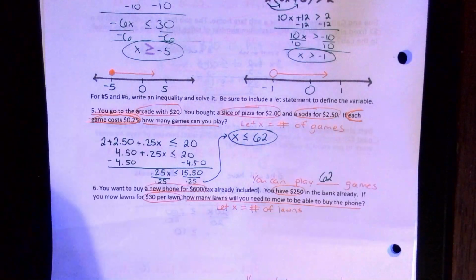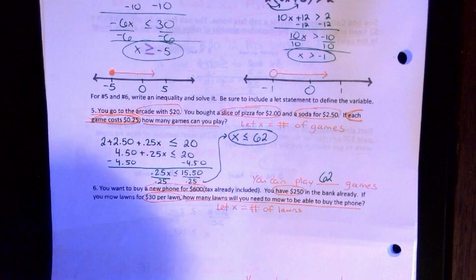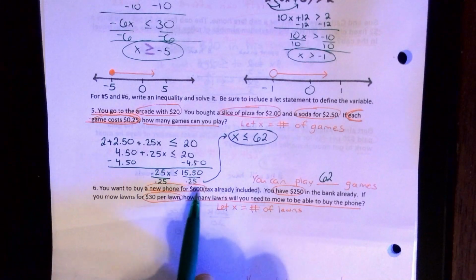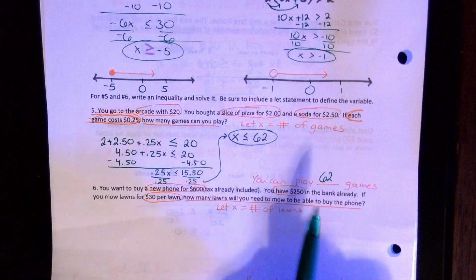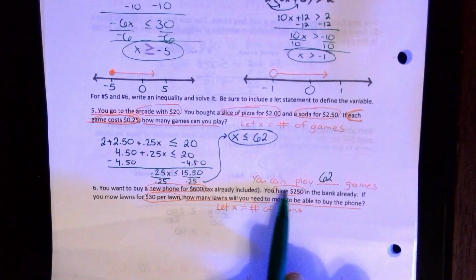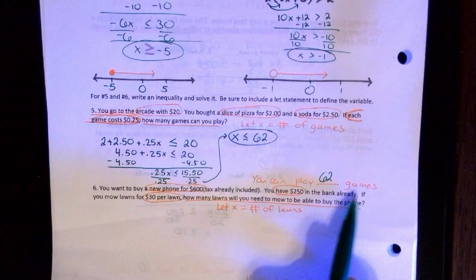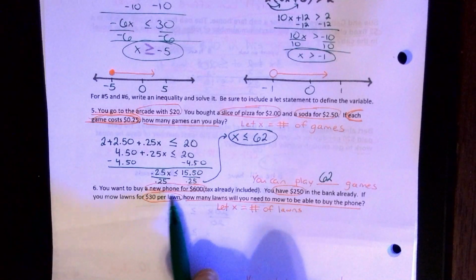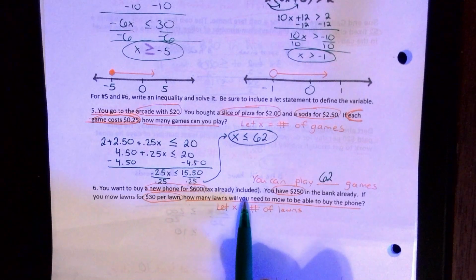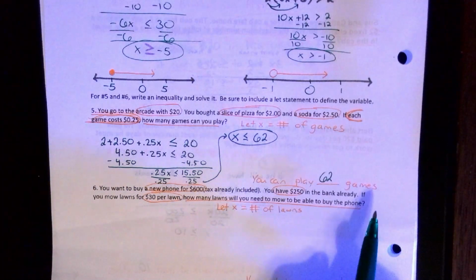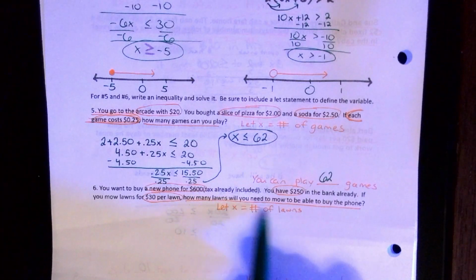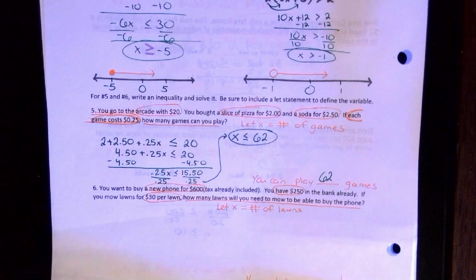Alright, and then the last one here, number 6: you want to buy a new phone for $600. It says tax is already included, so we don't have to worry about tax. You have $250 in the bank already. If you mow lawns for $30 per lawn, how many lawns will you need to mow to be able to buy the phone? So that's our unknown, let X equal the number of lawns. You need to mow blank lawns is our answer statement.